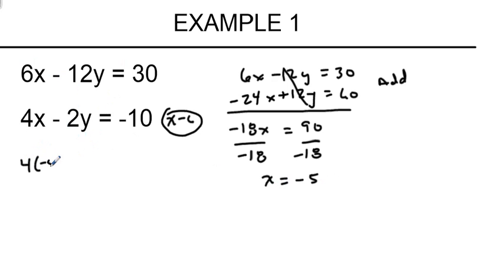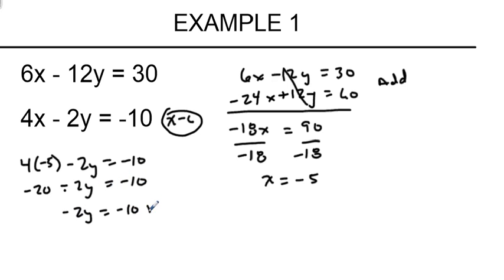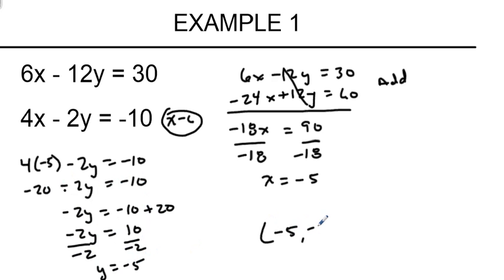So 4 times a negative 5, remember when you substitute, you place it in brackets, minus 2y equals negative 10. So negative 20 minus 2y equals negative 10. So negative 2y equals negative 10 plus 20. Reminder, when it switches sides, it switches its sign. So negative 2y equals 10. Divide by the number in front of the variable, and so y equals negative 5. So our solution would be negative 5 and negative 5, and that's the point that it would meet up at if we graphed it.